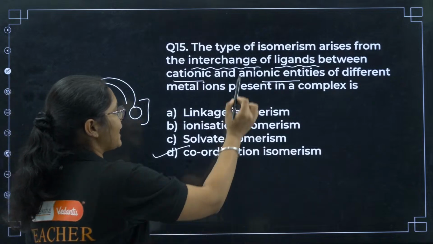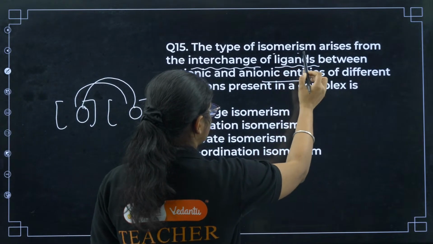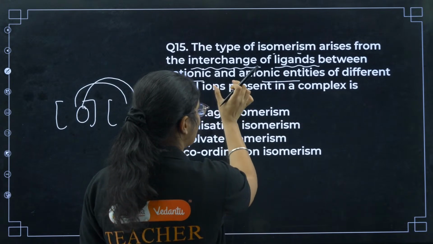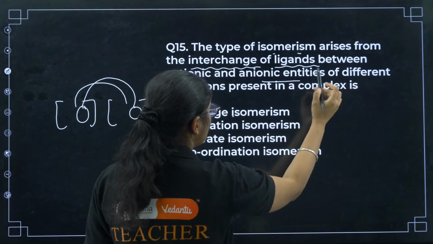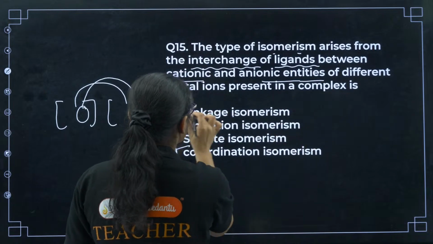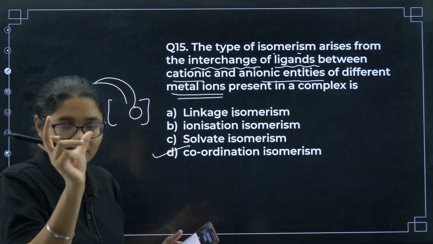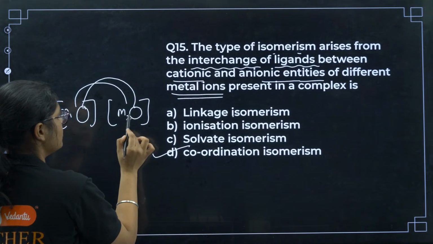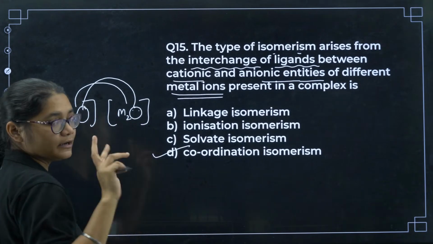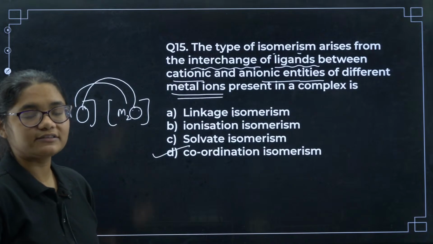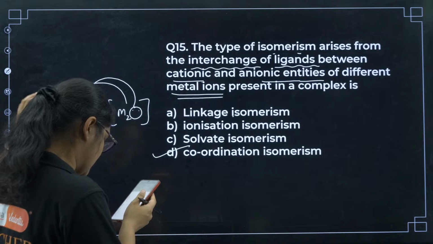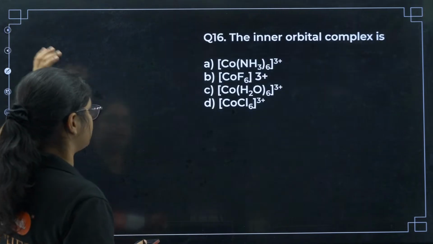This type of isomerism arises from the interchange of ligands between the cationic and anionic entities of different metal ions. You have two different metal ions. Here this is metal 1 and this is metal 2. The ligands of metal 1 and metal 2 are exchanging. That is called coordination isomerism. Yes, Yashwant has given the correct answer. Salman is also correct here.